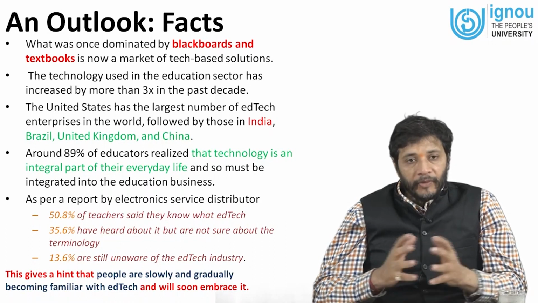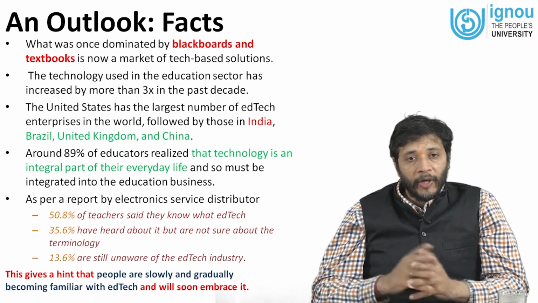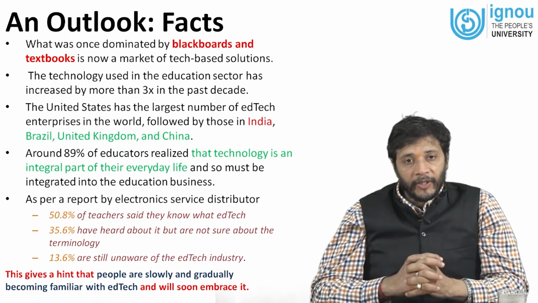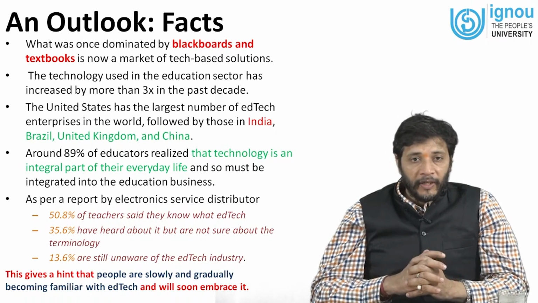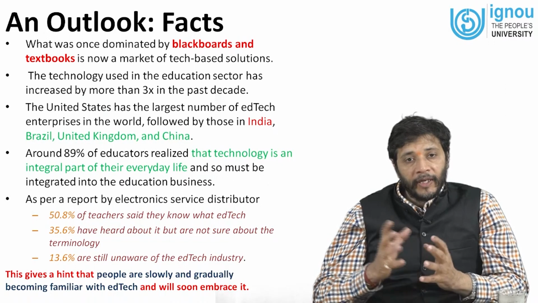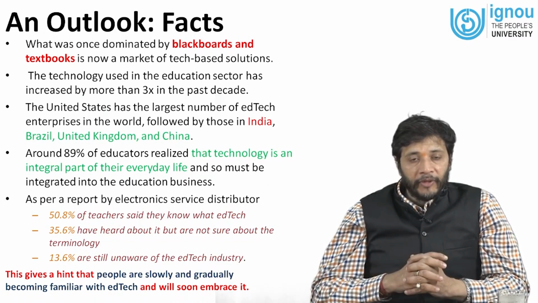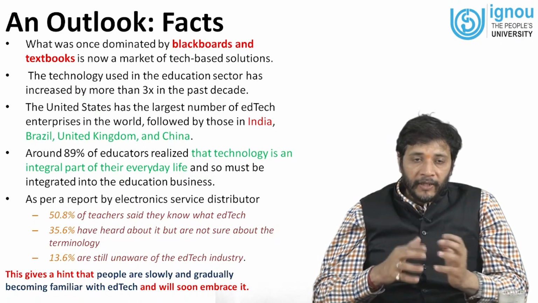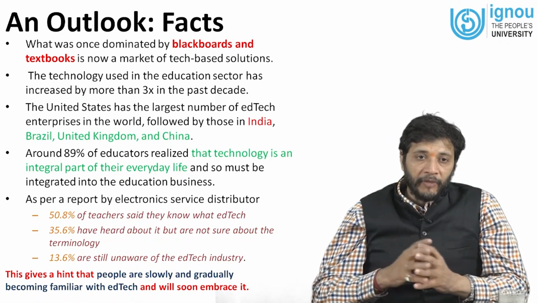So we are going to talk about certain facts and figures. Then we are going to talk about how the digital divide is coming up, because when you talk about the digital divide, somewhere the learners are privileged to access the internet, but somewhere they are not. So this is the gap which is coming up, and it points to something that needs to be done.